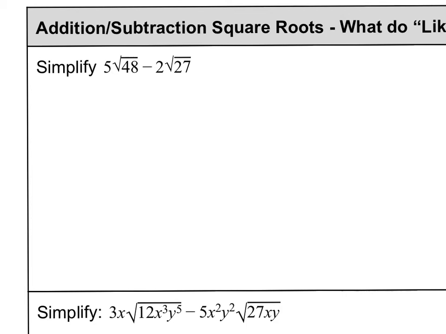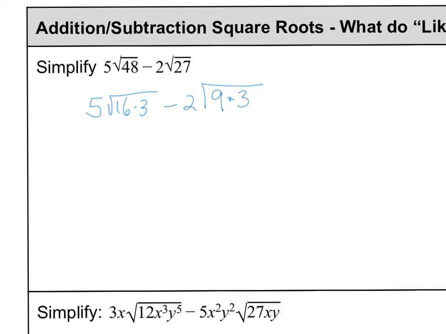Since these are simple square roots, we can go back to our trick of trying to find the biggest perfect square that goes into both of these numbers. So I know that 48 can be broken down into 16 times 3, and 27 can be 9 times 3. And we're going to treat this now like two separate problems, and even within these two separate problems, I have more steps to break down.